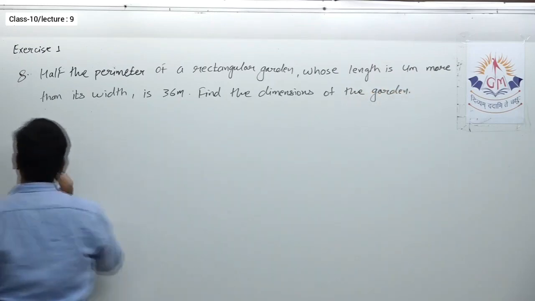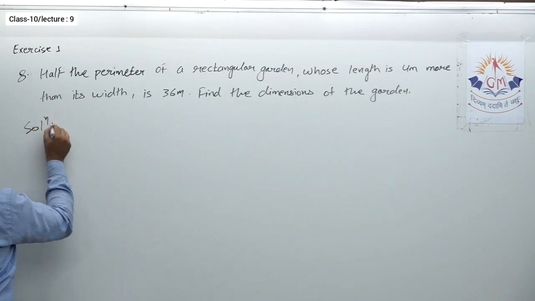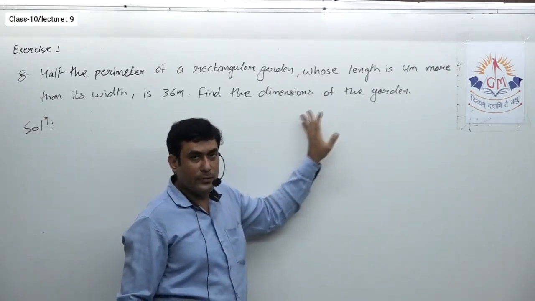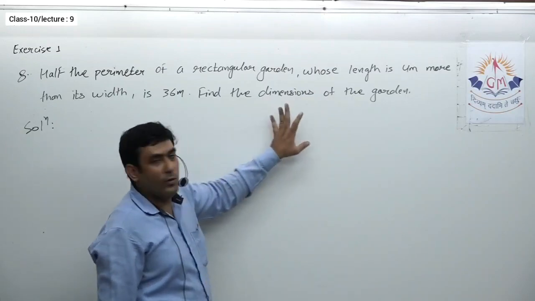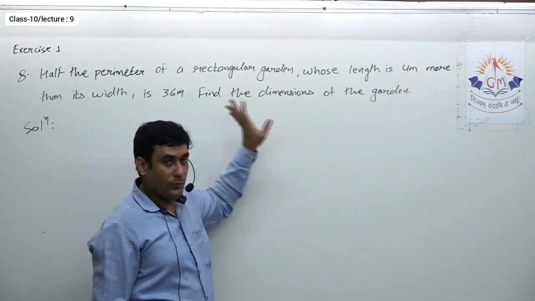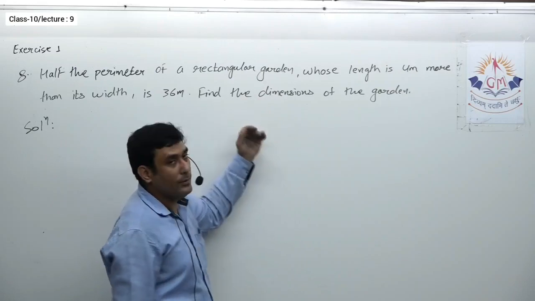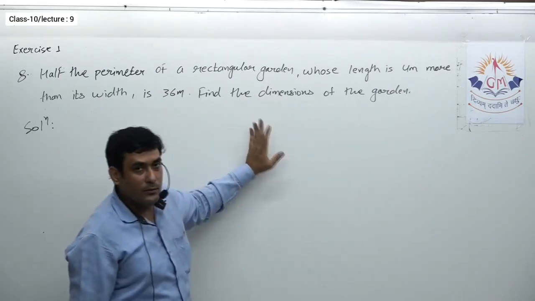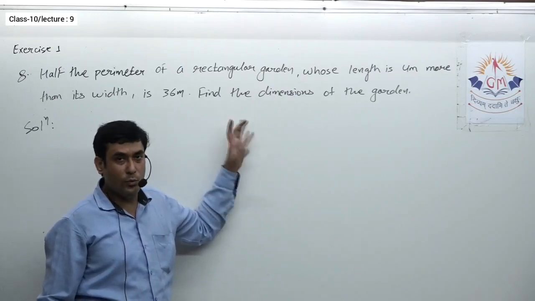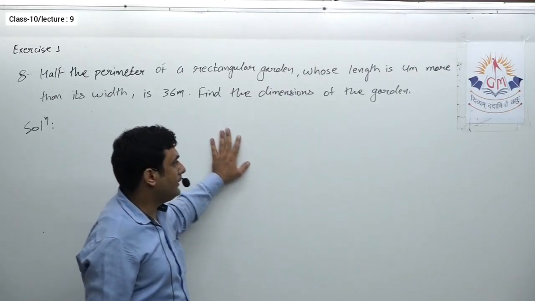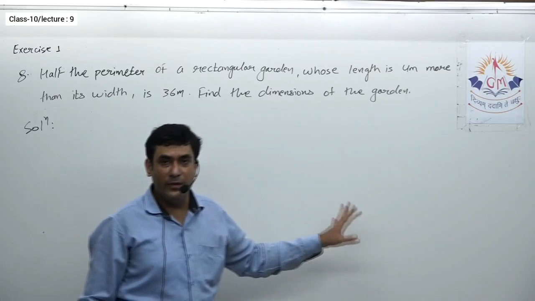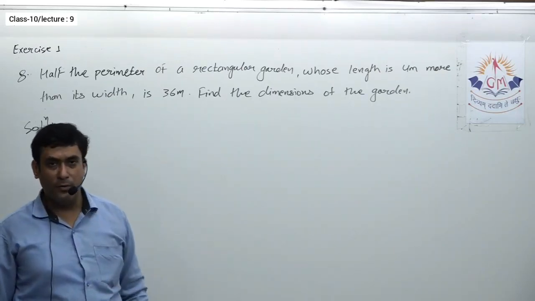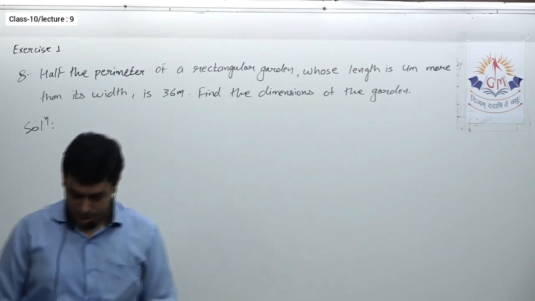Okay, so here a situation is given to find the dimensions, that means to find the length and breadth of the garden. First of all, we have to convert this statement into mathematical form. That means we have to find linear equations in two variables. Two equations we have to obtain, and then by solving them we'll be able to get the values of x and y. So try for a while by yourself, then I will give you its solution.